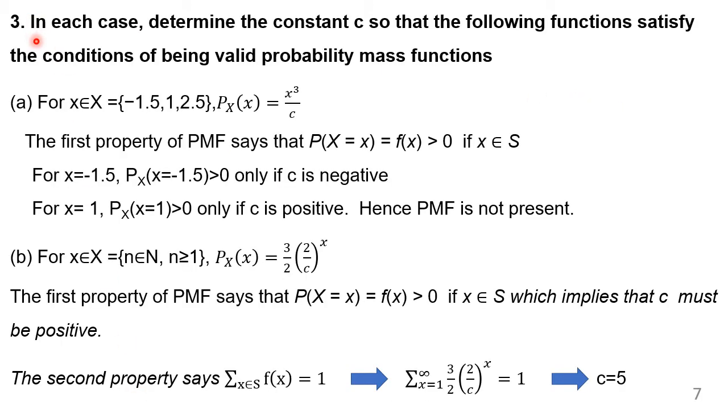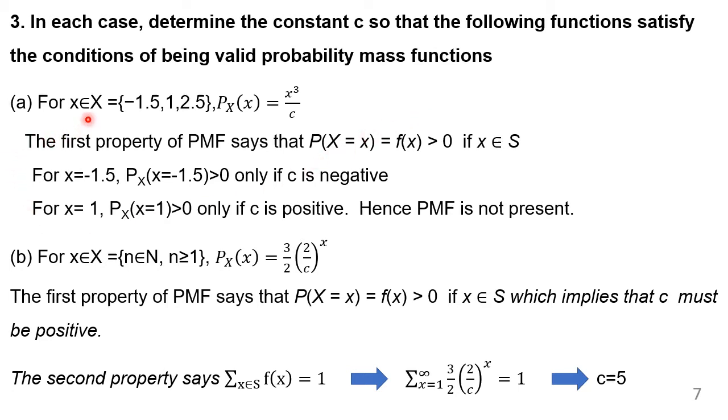We solve the third problem. For each case, we need to determine the constant c so that the following function satisfies the conditions of being valid probability mass functions. For probability mass functions, we have already defined 3 properties. We will make use of these 3 properties to solve this problem.